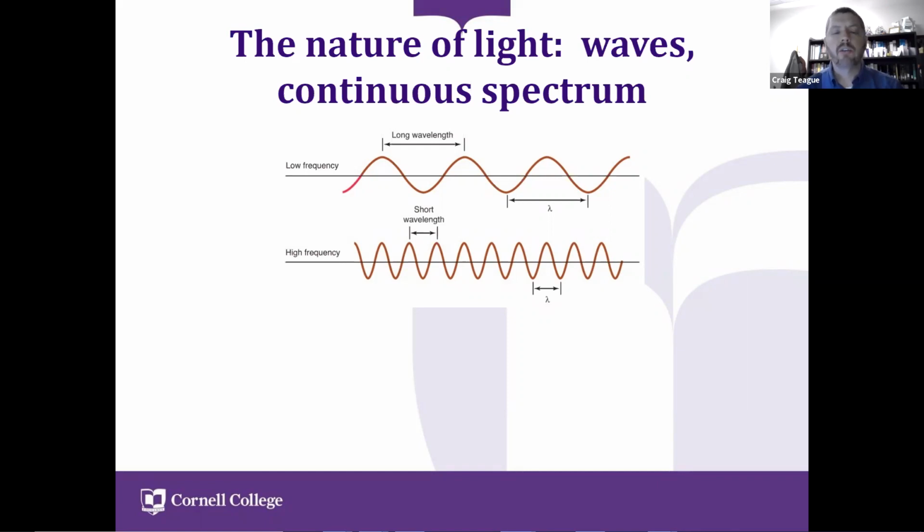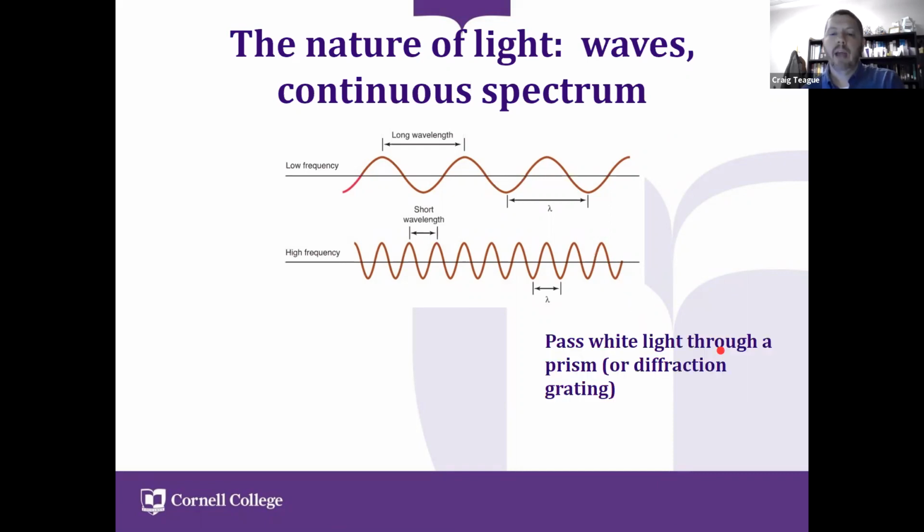So the nature of light: in the 1800s, it was firmly established that light behaves like a wave, and we can describe waves with frequency and wavelength, and they have different properties depending on the values of those things. But the point is that no matter what, light behaves like a wave.